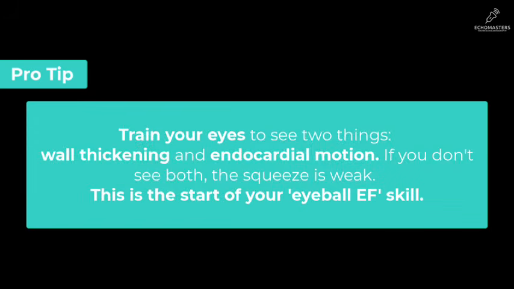And here's a quick pro tip. Always train your eye to notice both wall thickening and endocardial motion, as well as synchronization of all walls. In a healthy heart, the walls visibly thicken in systole as they move inward. If you are not seeing that combination of thickening and inward motion clearly, then you know that the squeeze is weak. This is the power of training your eye through visual assessment. Over time, in the emergency setting, this skill becomes second nature. It's not just about recognizing subtle hints, it's about quickly identifying those key visual cues that tell you exactly what's going on.